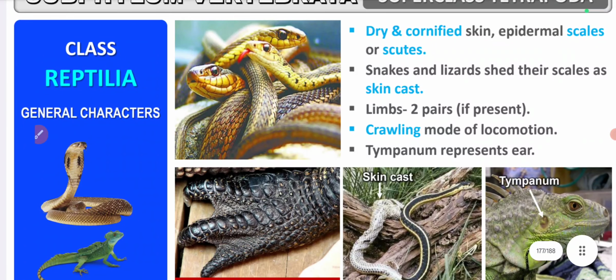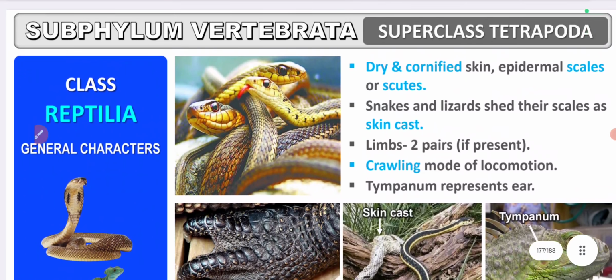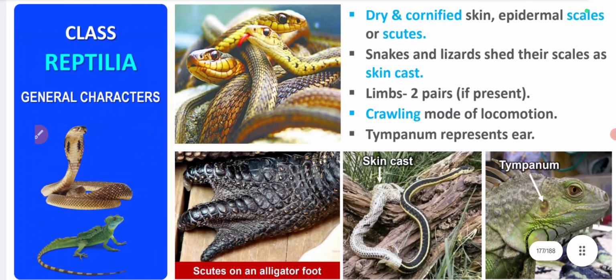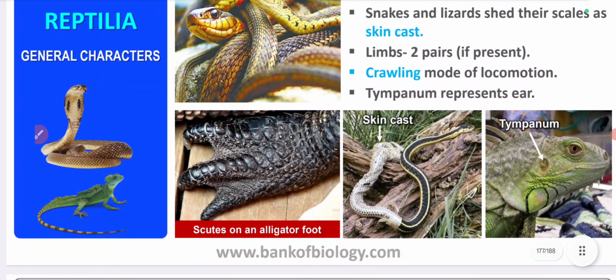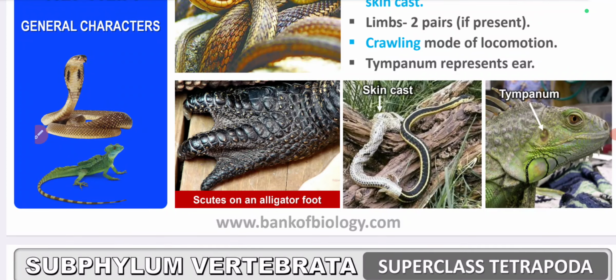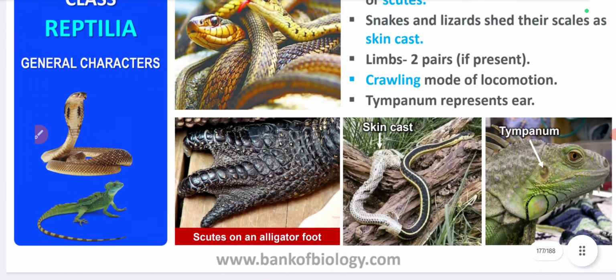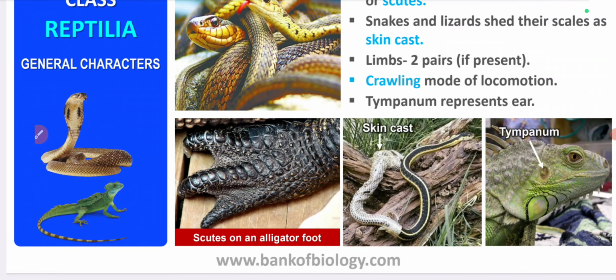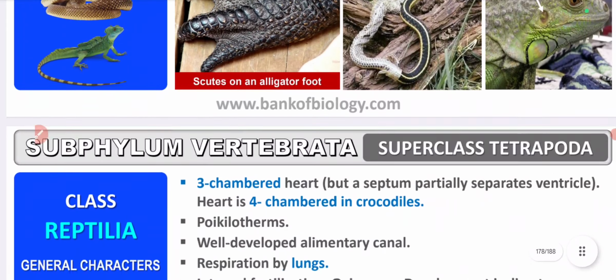Next class, Reptilia, general characters: dry and cornified skin, epidermal scales or scutes. Snakes and lizards shed their skin as skin cast. Limbs, two pair if present. Crawling mode of locomotion. Tympanum represents ear. Here also, scutes on the alligator foot, you can see. Skin cast means they shed their skin, shed their scale, and tympanum is present, which represents the ear.